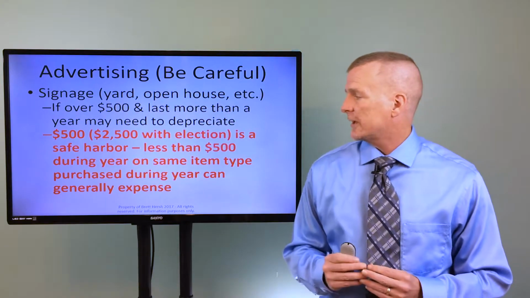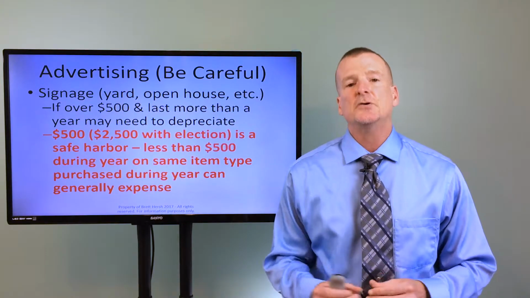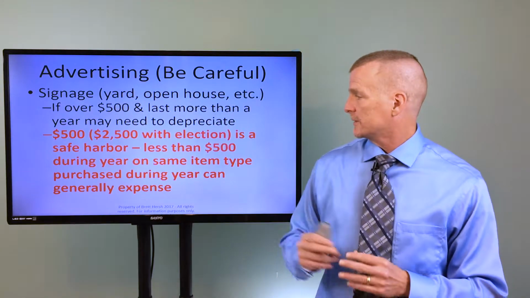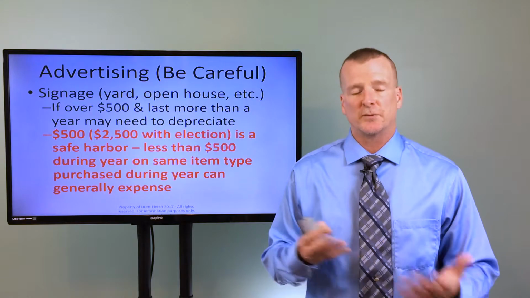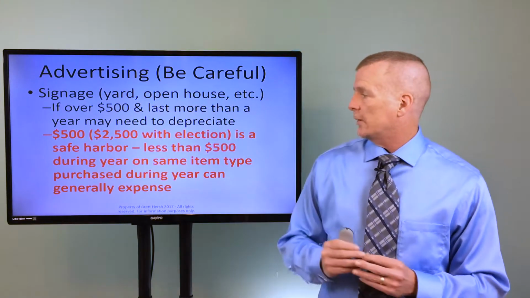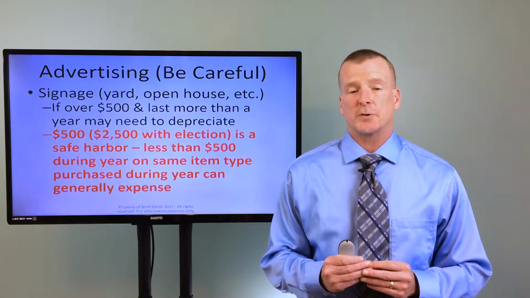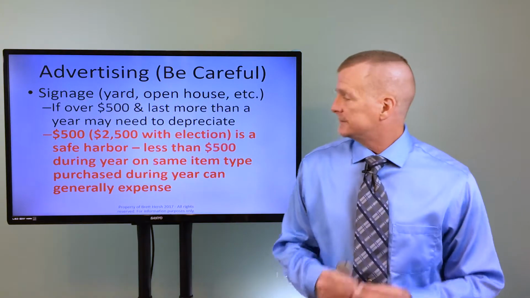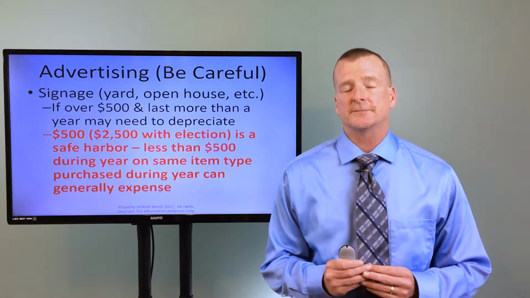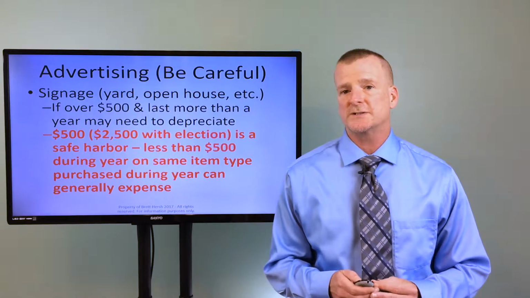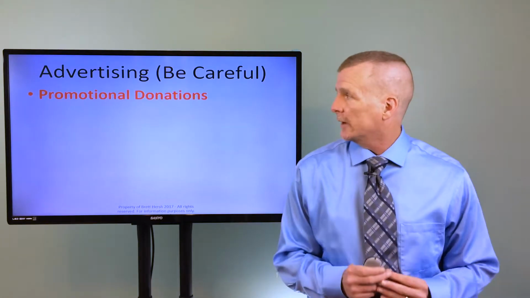If it's less than $500 during the year on the same item, you can generally expense it. So if you purchase $500 worth of signs, I'm going to say signs, that's really one of the expenses you're going to have quite regularly. You will be able to deduct them that year, but if say you purchase $750 worth of signs on one invoice, chances are you're going to have to depreciate those. Doesn't mean you can't write them off the first year with a special deduction called a 179 expense, but just make sure you're aware of that.